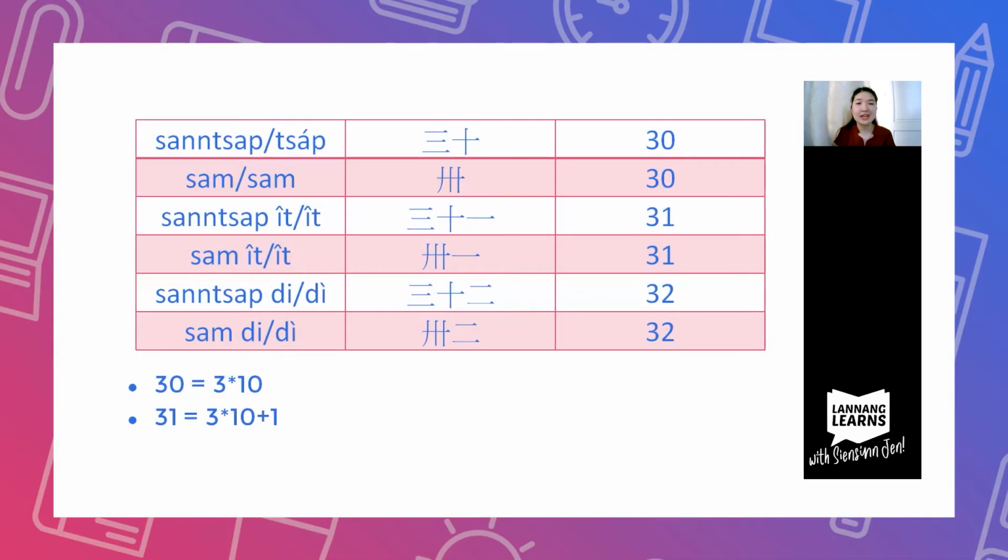For 30 and up, we say sa zap it, sa zap di, sa zap sa, si, and so on. Another way to say sa zap only when it's succeeded by another number is sam. So instead of sa zap it, we can also say sam it, sam di. So we can say sa zap, sam it, sam di, sam sa, sam si, sam go.